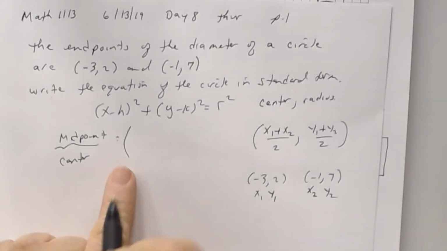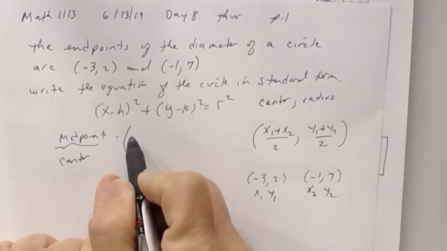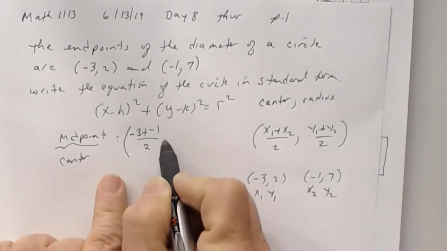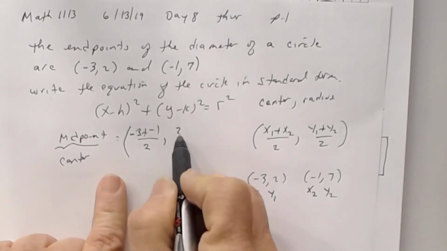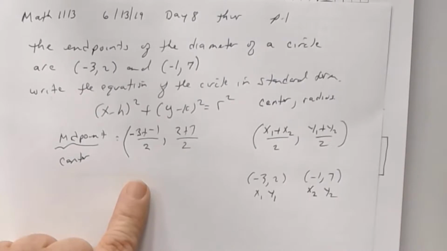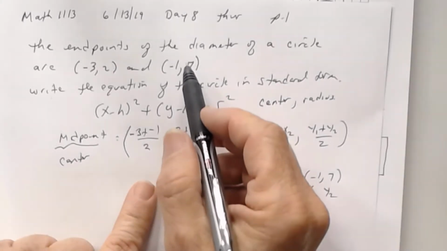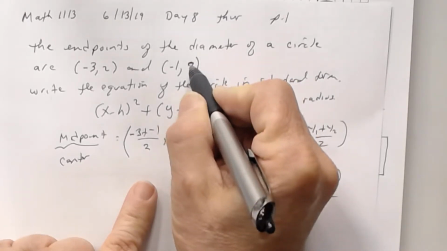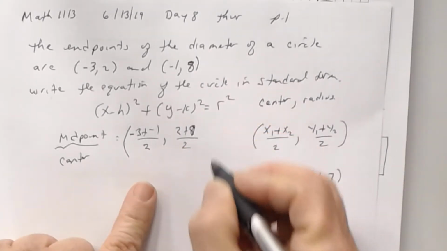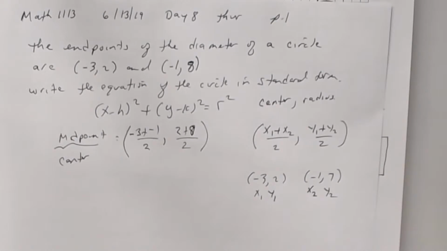All right, so let's go ahead and plug in. You add your x's, tell me what to write. -3 plus -1 divided by 2, comma, 2 plus 7 divided by 2. I wanted this to be nicely numbered, so can you just quickly change the 7 to an 8? It's no big deal, you can do it. Because I didn't want any fractions. Just change the 7 to an 8.